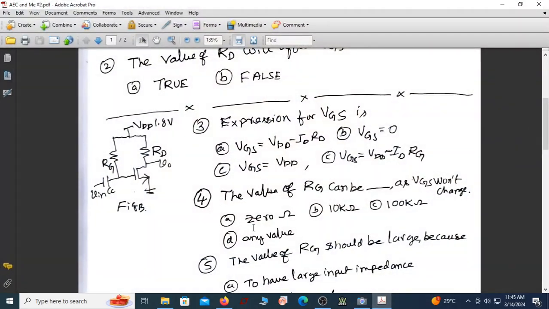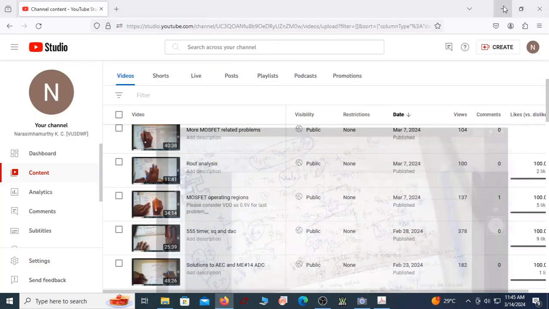The correct answer is option C. Now, the value of Rg, can it be 0 ohm, 10 ohm, 100k or any value? Because you have an Rg, what should be the value of that? If it is not affecting my VGS, then can it be 0 ohm, can it be a very large value, or can it be any value?